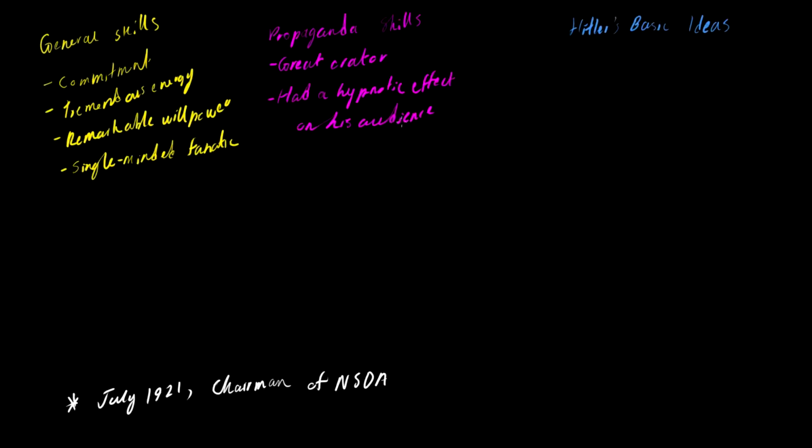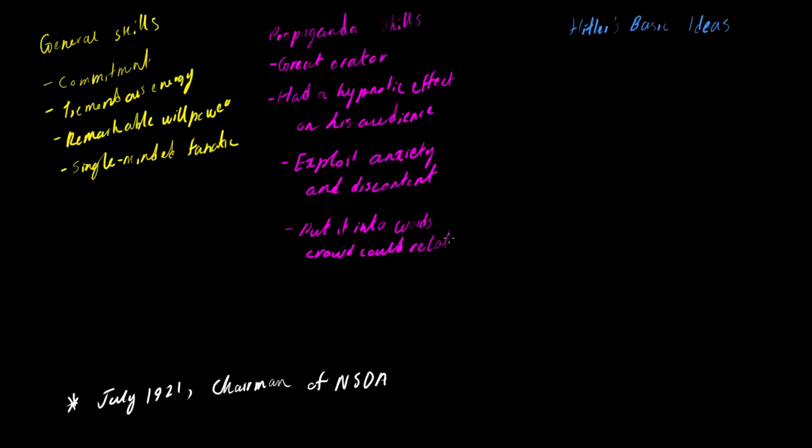He was a supreme master of psychology, of mass politics. He had a gift for exploiting anxiety and discontent. So he managed to exploit the anxiety and discontent of the people. And he put all of the people's discontent into words that the crowd was longing to hear. Put it into words the crowd could relate to, and was longing to hear.